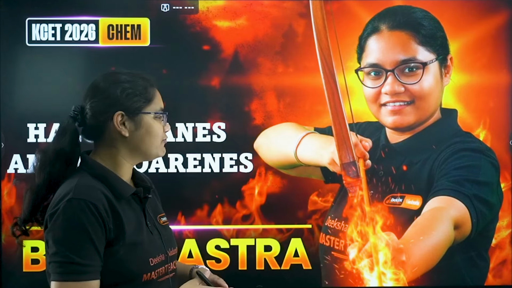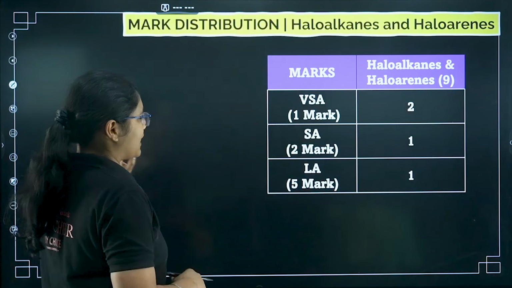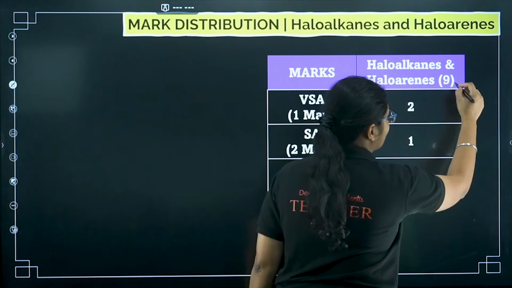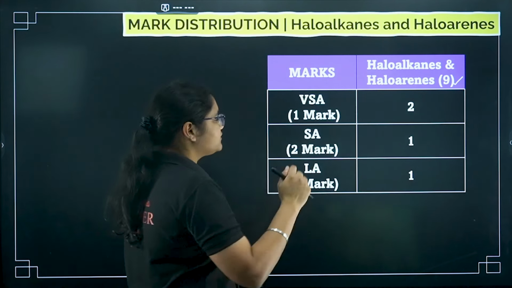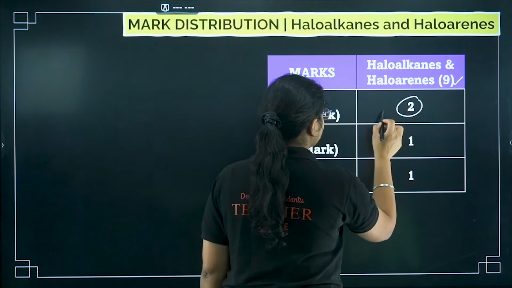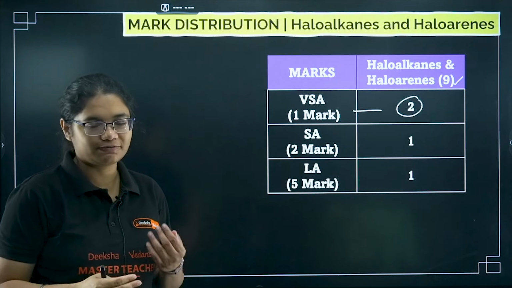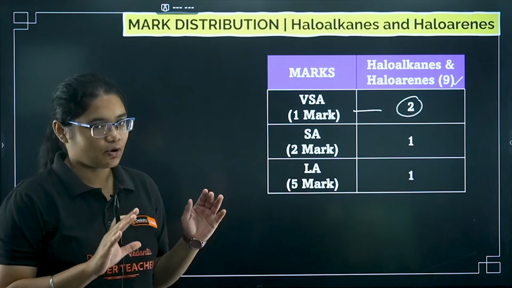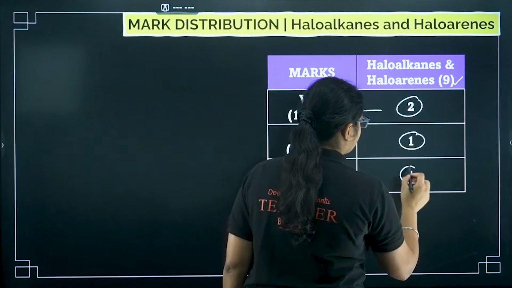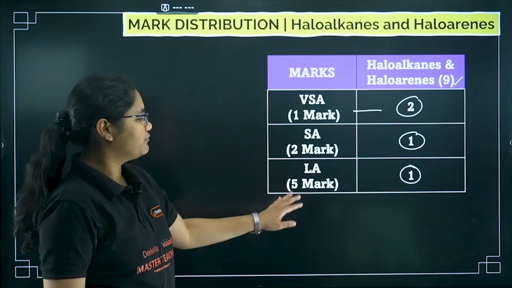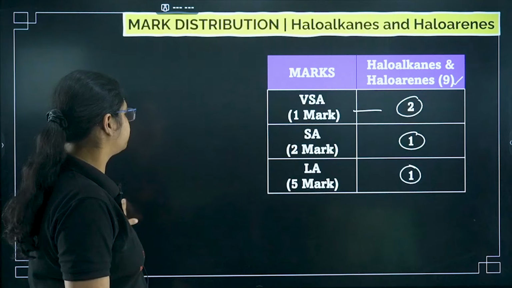Before starting, let us understand the weightage of this chapter. This chapter has a weightage of 9 marks. This 9 marks is distributed as 2 marks for MCQ questions, or 1 marker questions, which can be fill in the blanks or MCQ. After that you will have one 2 marker question and one 5 marker question. So 5, 6, 7, 8 and 9. Clear? Now let's move to the first question.